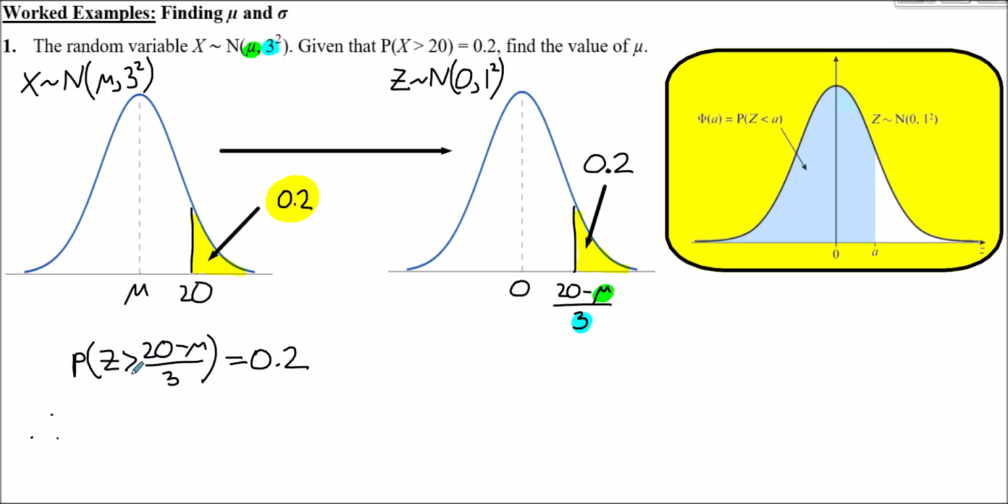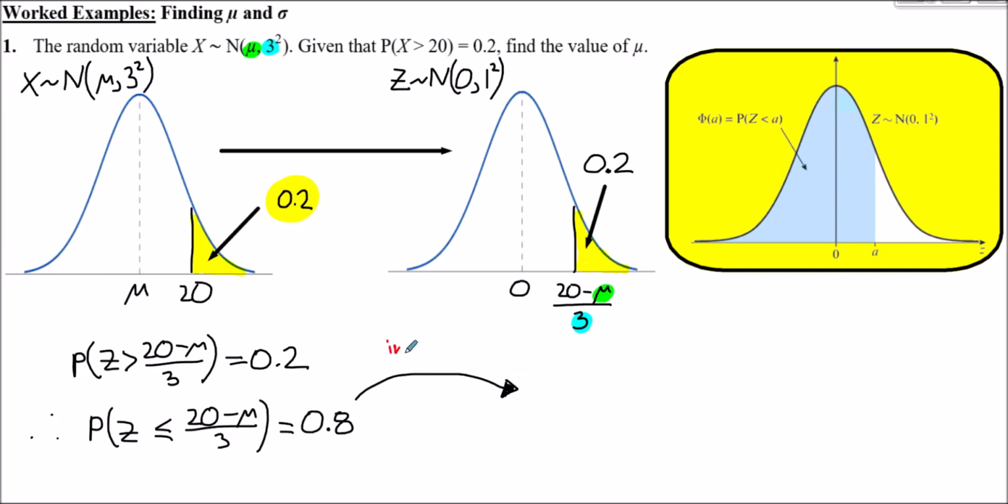This inequality symbol is facing the wrong way, so what we could do with working out is this area over here to the left of this line. If this is 0.2, then the probability of z taking a value of this or less will be 0.8. The probability of z being up to or including 20 minus mu over 3 equals 0.8. So now we know the probability, we need to find the value, so this is the inverse normal function. So if we use the inverse normal function now, we can work out what this value needs to be.